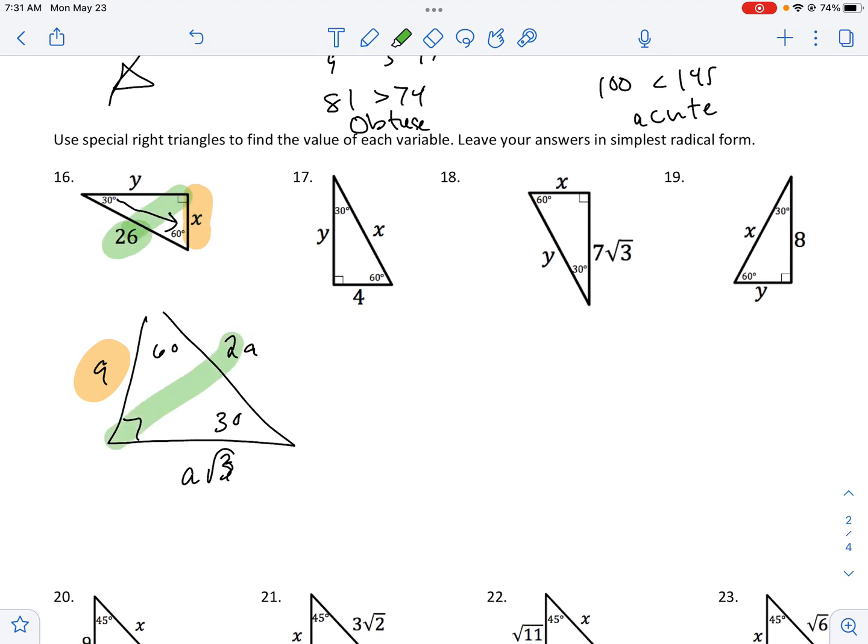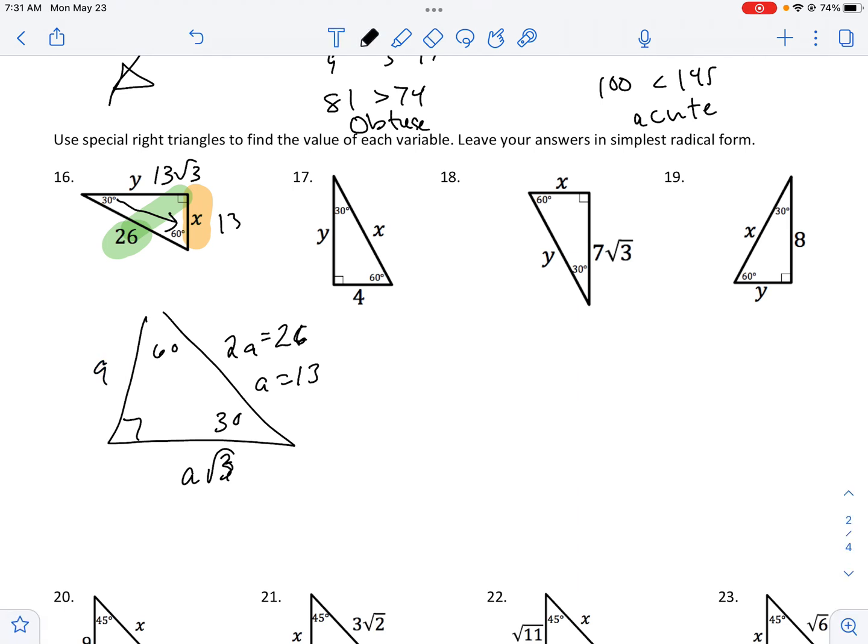26 is across from 90, 2A is across from 90. So I really kind of get this. So A would have to be 13 when you divide by 2. So that means this is 13, and this is 13 square root of 3. Same thing, same kind of process here.